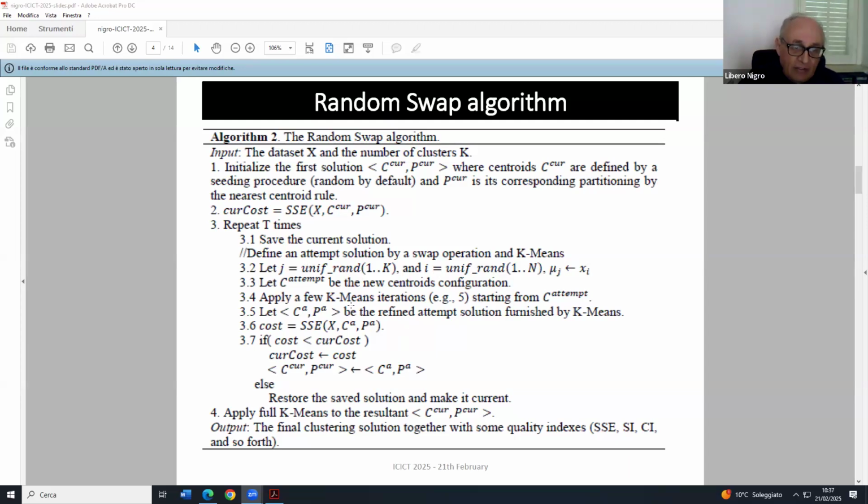We evaluate the new solution with a few iterations of k-means, and then if the cost, which is normally the sum of squared error cost, is improved, we take the new solution as the current one for the next iteration. And what is interesting to recall is that random swap proves very interesting in practice because it is able to approach a solution close to the optimal solution.